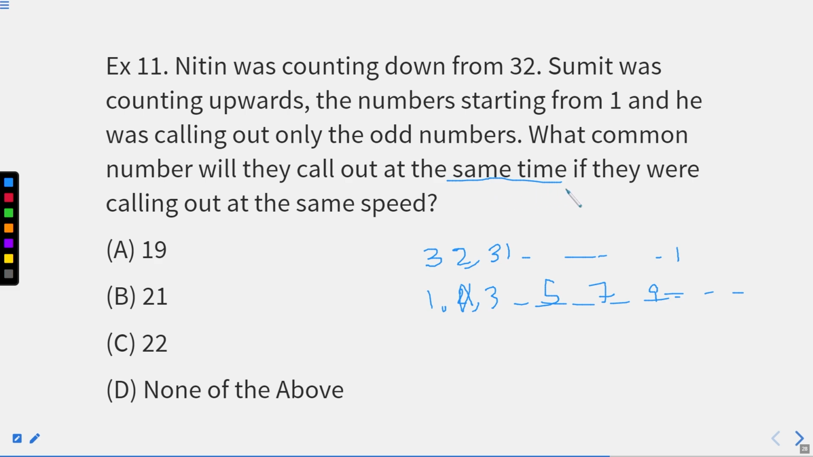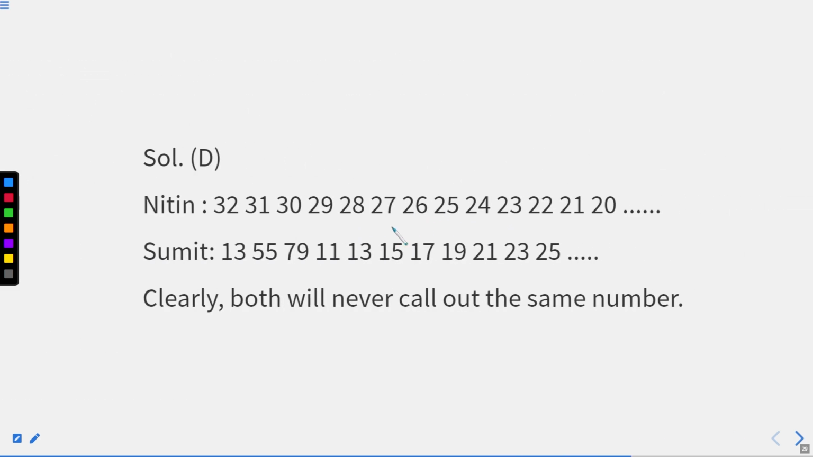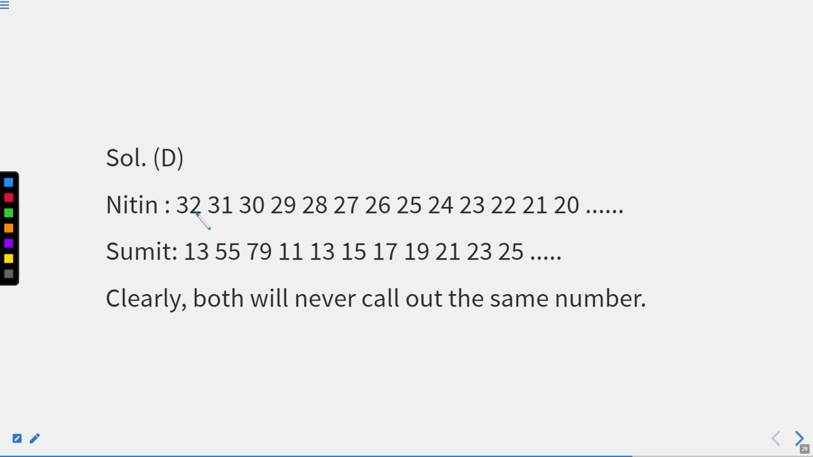For that, we need to make both the series, so we'll form it first. How will Nitin go? 32, 31, 30, 29, so on, right? How will Sumit go? Sumit will go 1, 3, then 5, then 7, then 9, then 11, then 13 and so on. But we are able to figure out that 32 is matching with 1, 31 is matching with 3, 30 is matching with 5, 29 is matching with 7, 28 is matching with 9 and so on.